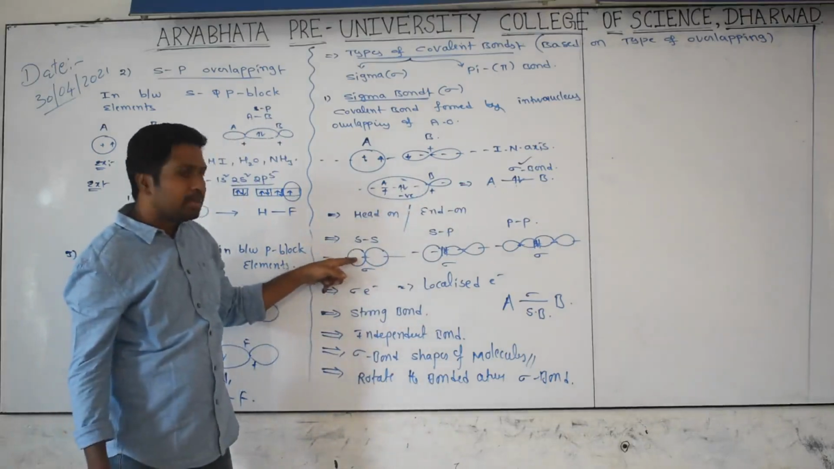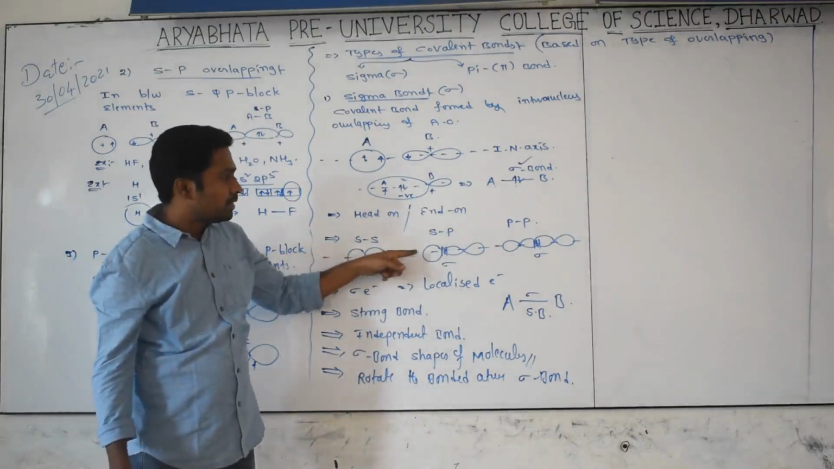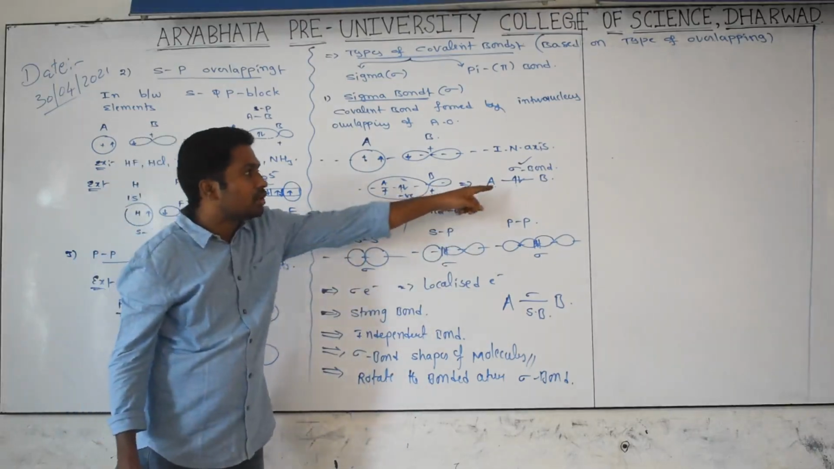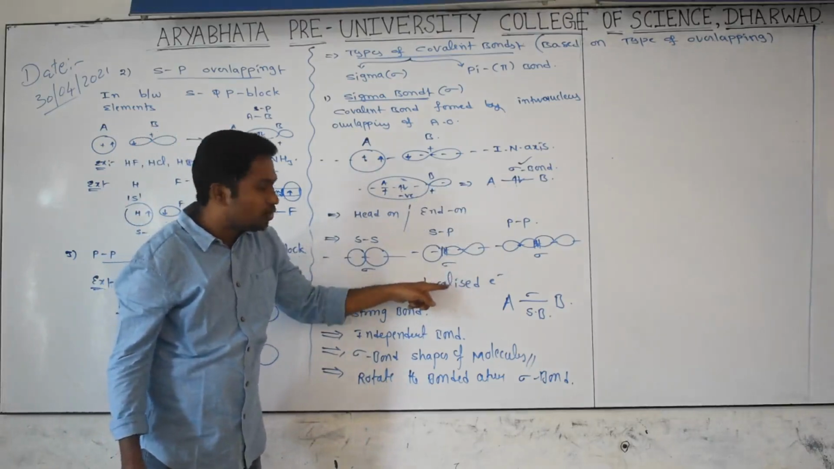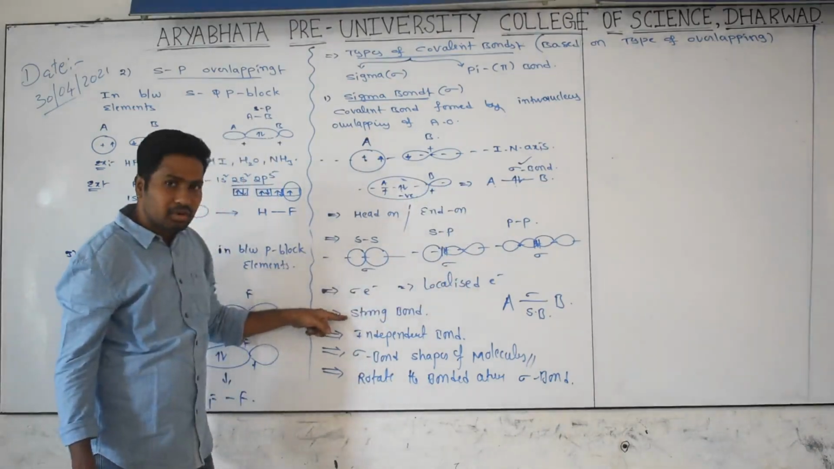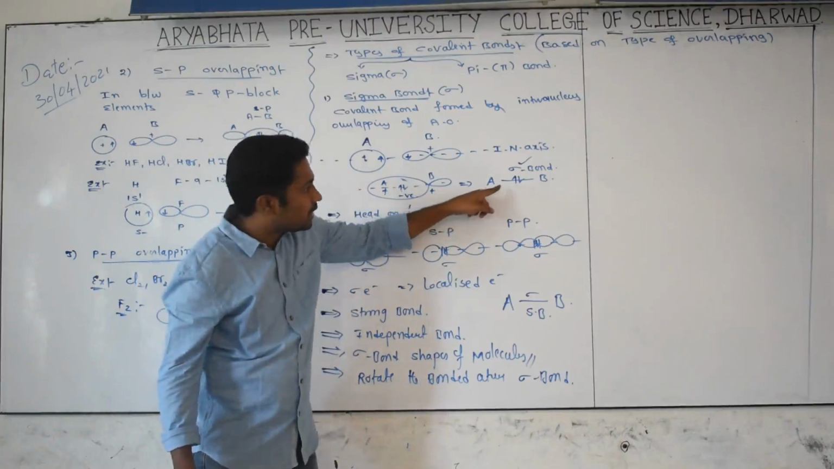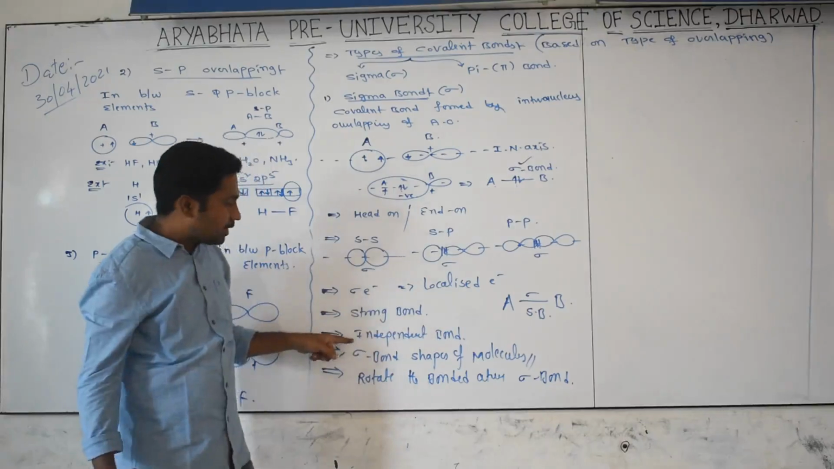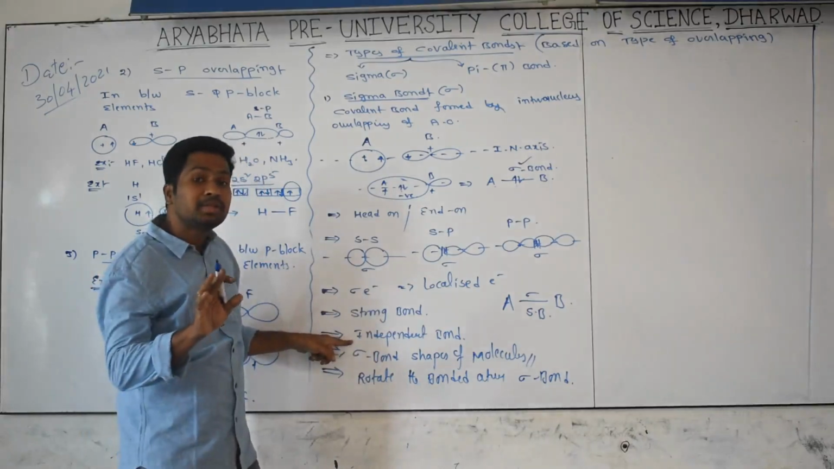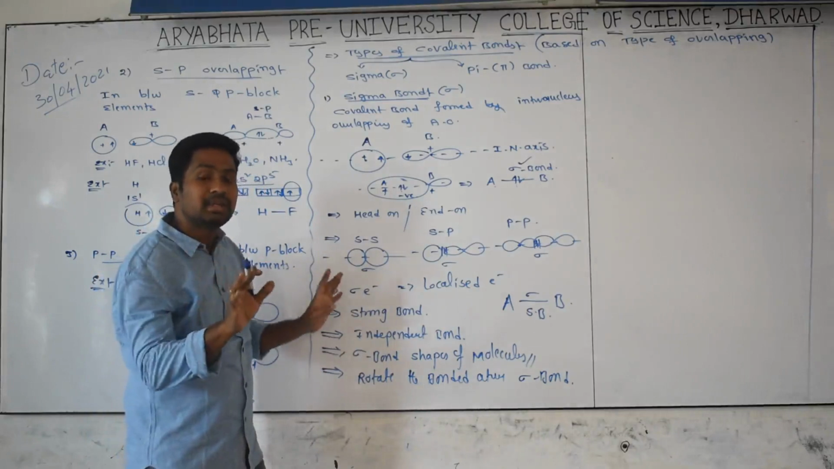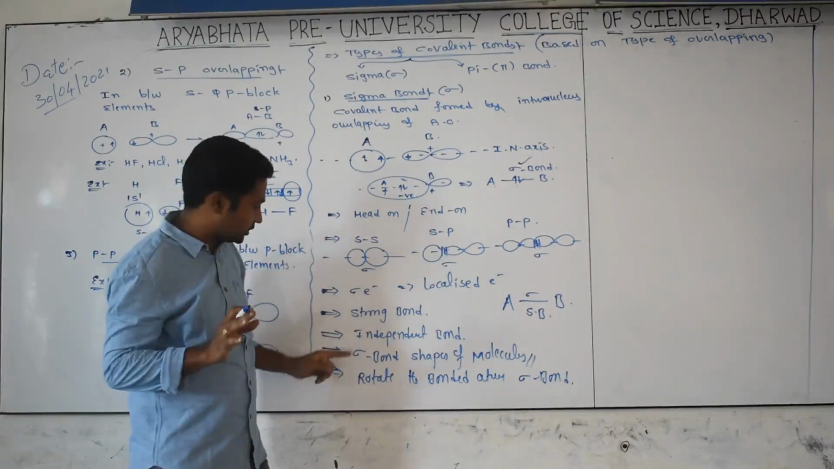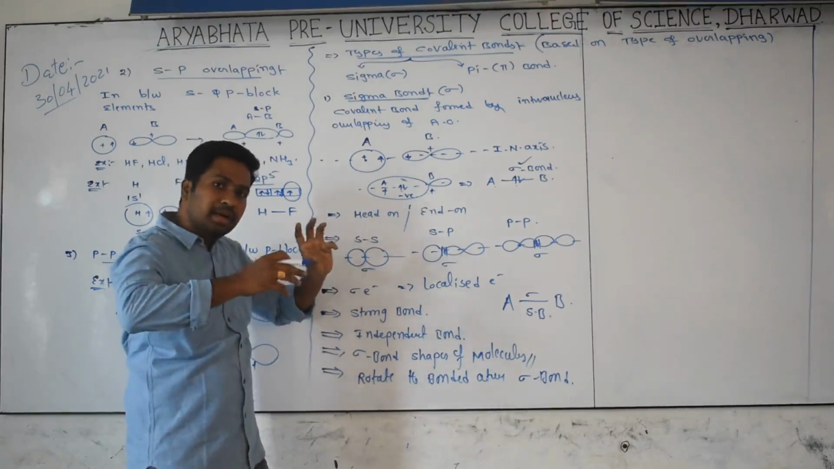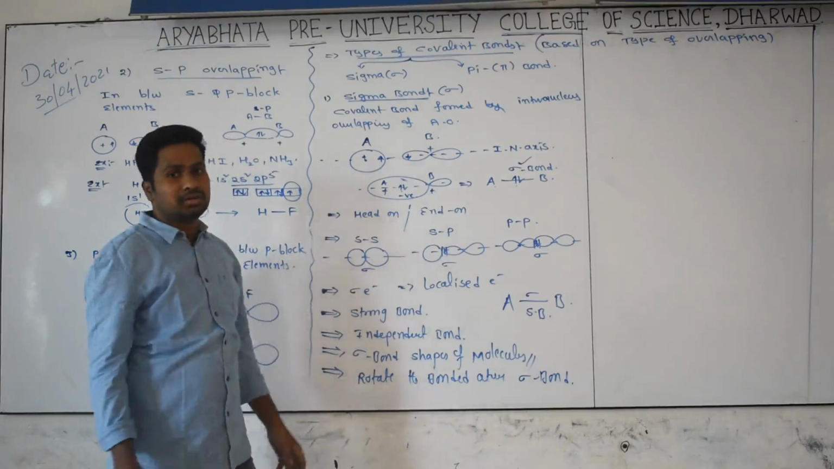A sigma bond is formed by s-s overlapping, s-p overlapping, and p-p overlapping. Sigma bonded electrons have a particular location, called localized electrons. The sigma bond is a strong bond because the distance between electron and nucleus is less and the force of attraction is high. It is called an independent bond, meaning it does not depend upon other bonds; by itself it can form, and the first bond is always a sigma bond. The sigma bond also influences the shapes, and we can rotate the bonded atoms with respect to a sigma bond because it is a strong bond.